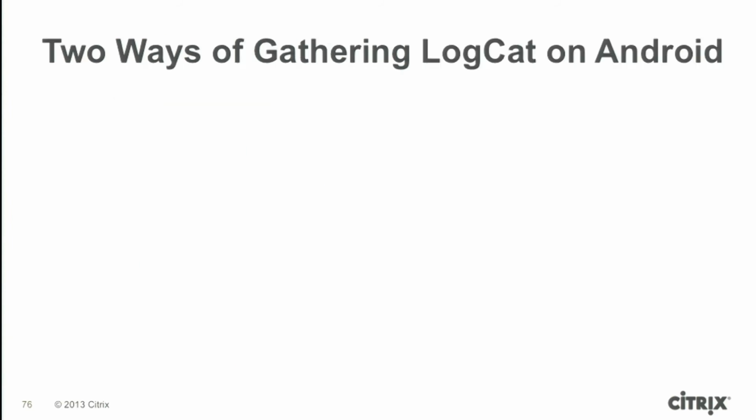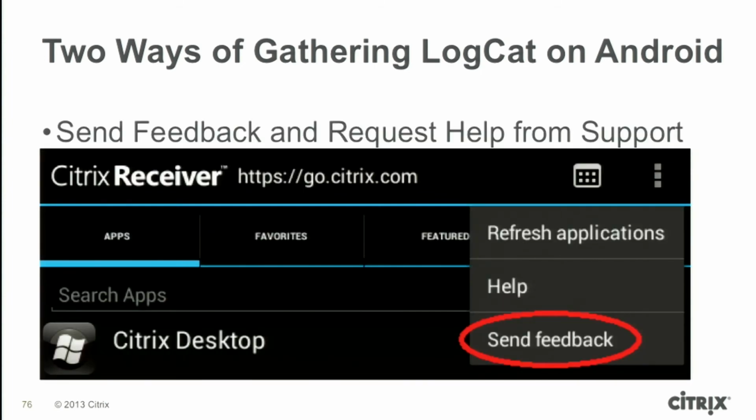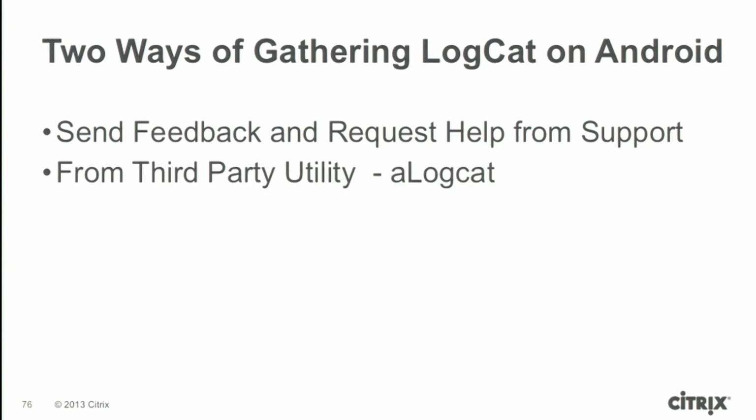Now, there's two ways of gathering a Logcat log from the Android device. We've made it very simple to collect and send the Logcat just like the iOS receiver by clicking on the settings dots, in this case in the top right corner. Now, the second way is a little bit more cumbersome, and it will include Logcat messages from all the products running on the Android device, and that's with a third-party utility like aLogcat. I'll show you both of those now.